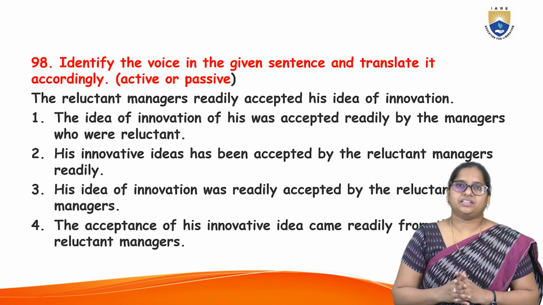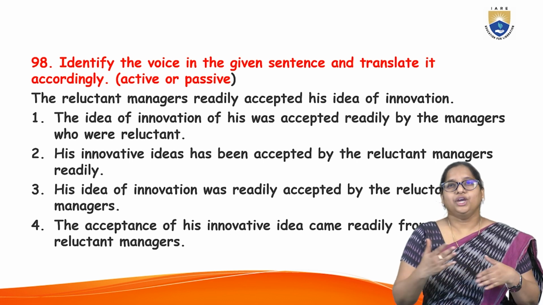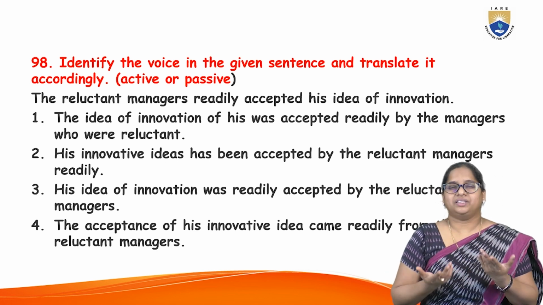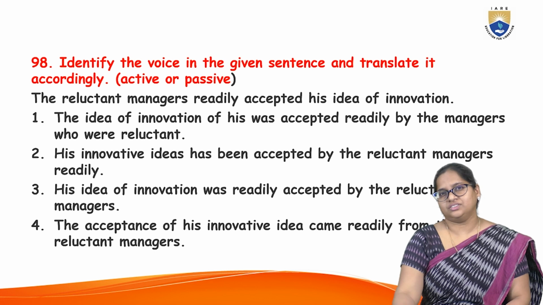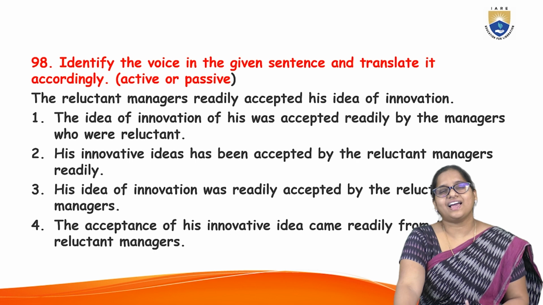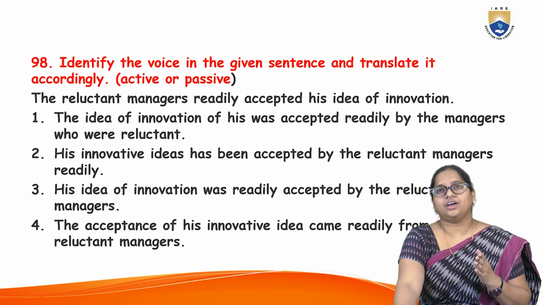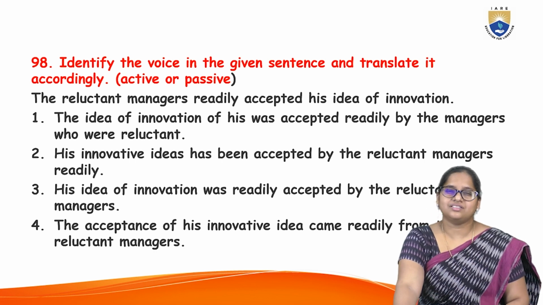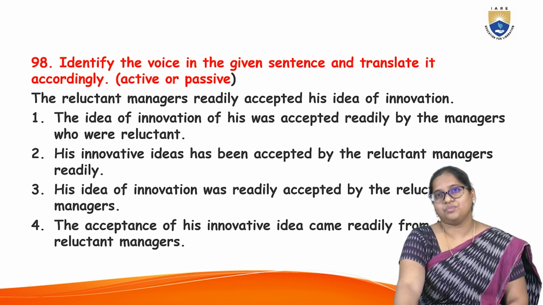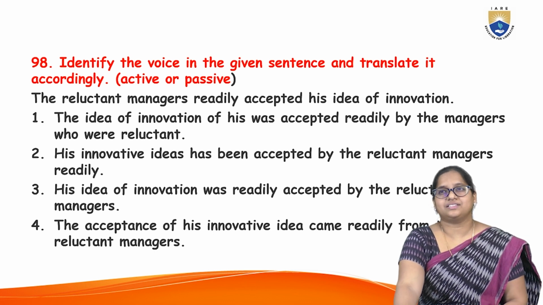What's wrong with option 1? The idea of innovation of his was accepted. You don't have to say "of his" like that. It is kind of a roundabout sentence. It's not necessary. Now, option 2, his innovative ideas has been. There is a grammatical flaw. "His innovative ideas has been" is not in number agreement, it is plural. You cannot say "ideas has been." In that too, there is no proper structure of passive voice here. Ideas has been accepted, you don't say.